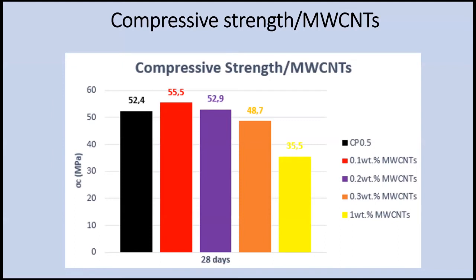Here we can also see the results for the compressive strength for all the different proportions. Here it is demonstrated that the amount of 0.1% of multiwall revealed the best compressive strength results at 28 days. And also the proportion of 0.2% of multiwall increased the compressive strength in contrast to the reference specimens. On the contrary, the proportions of 0.3% and 1% of multiwall caused a decrease in the compressive strength in contrast to the reference specimens.